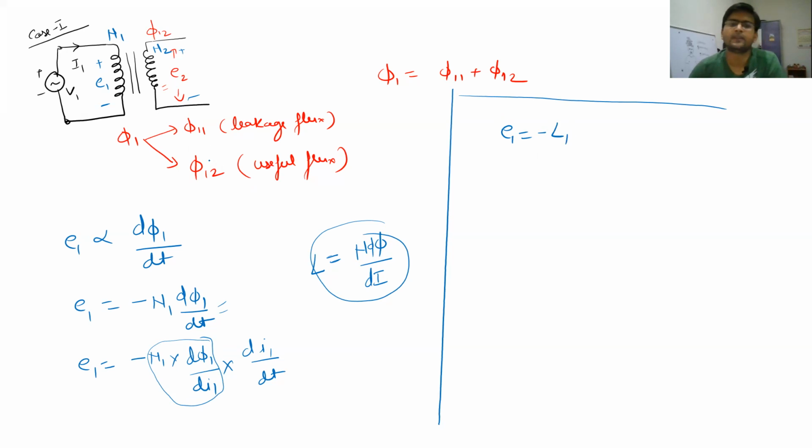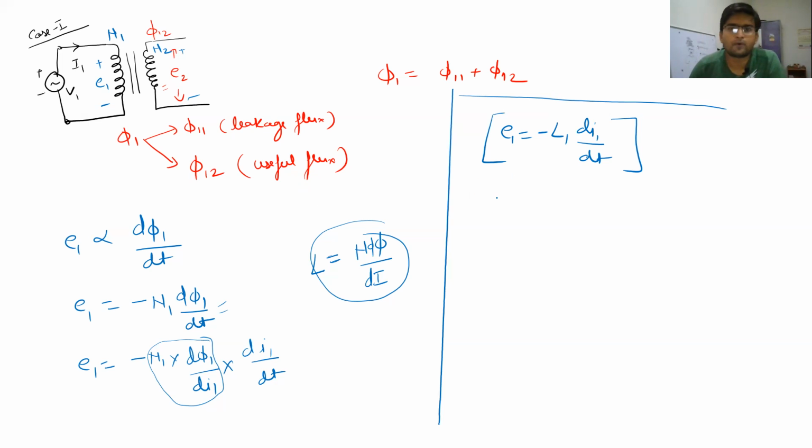So what is L1? L1 is the self inductance. Self inductance is the inductance value in the primary inductor itself. So it can be written as minus L1 into di1 upon dt, right? You can see that there is a minus sign, and obviously it is because whatever EMF is produced in this primary winding will try to oppose the source or the cause of it. So that is why this E1 is also called the back EMF, right?